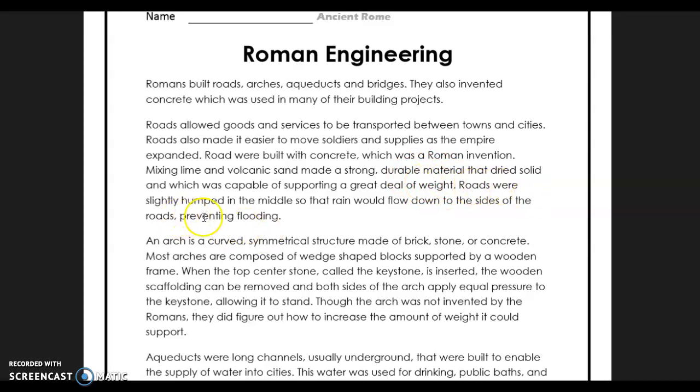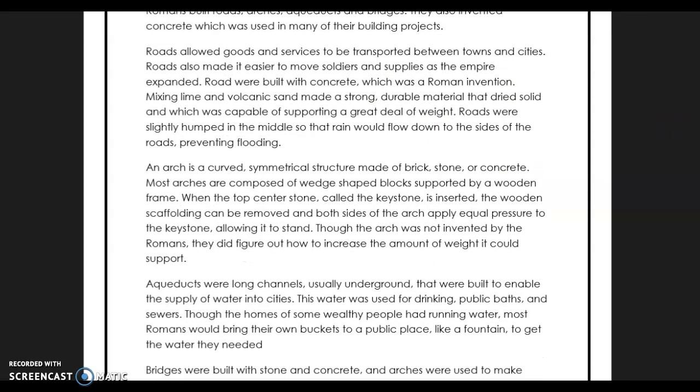Roads were slightly humped in the middle so that rain would flow down to the sides of the roads, preventing flooding. As we can see, it was rock next to rock next to rock next to rock, right? So between these rocks there was grass, and they used to keep a little bit of space between them just for the water to pass down so it wouldn't flood.